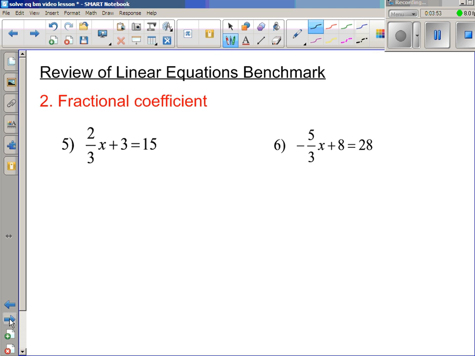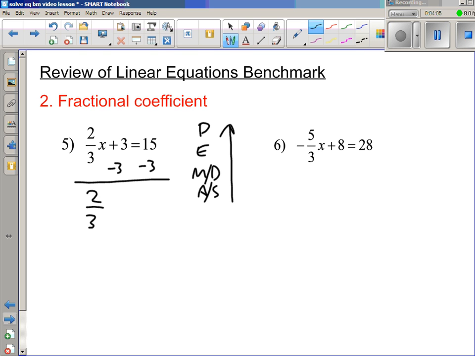If we rethink about our PEMDAS, remember we are undoing, so we're going to go in reverse order. There's an addition we undo with subtraction. And when we get done with this step, we'll have an x being multiplied by 2/3. And one of the ways to think about that is that the x is being multiplied by the numerator of 2, so we'll undo by dividing by 2.